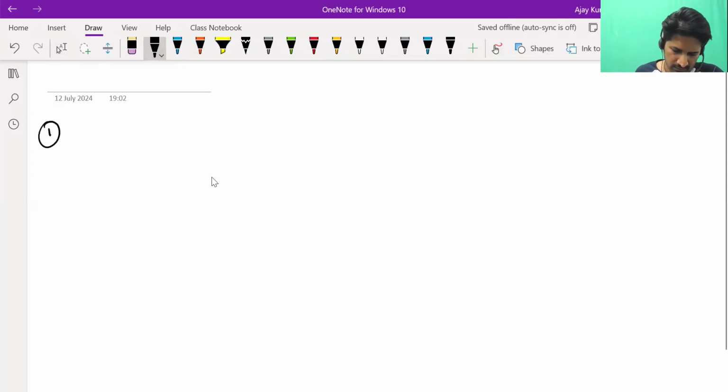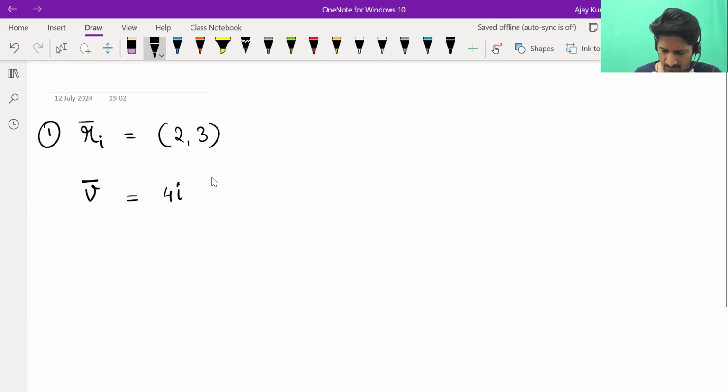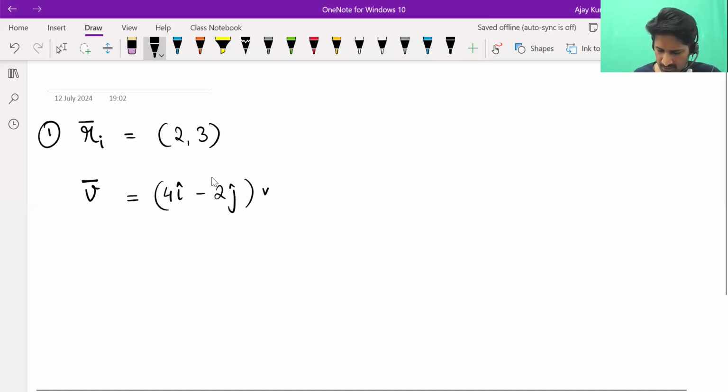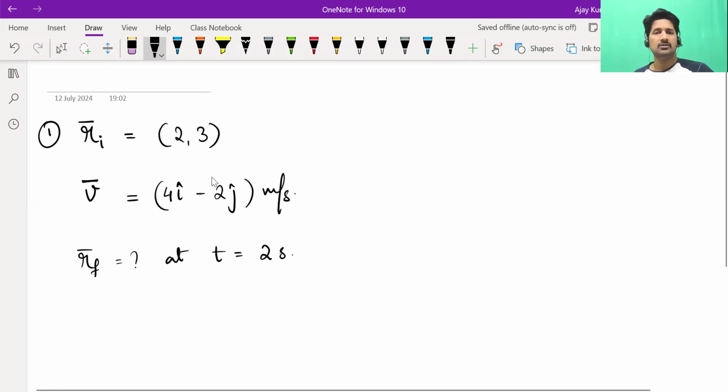Okay. Suppose an object is initially at a position, say (2, 3), and assume its velocity is given by the vector 4 i cap minus 2 j cap meters per second. I want you all to find out its final position at t equal to, let's say, 2 seconds. Solve this quickly.